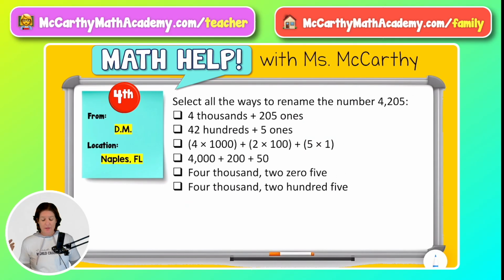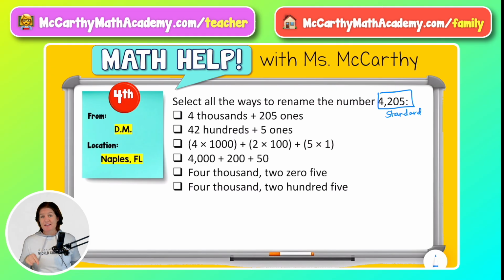Today's fourth grade problem comes from DM in Naples, Florida. And this person sent me what looks to be like a test prep question. It says, select all the ways to rename the number 4,205. This right here is standard form. That's one way to write a number. And there are other ways to rename or represent numbers too, like expanded form, word form, decomposing numbers, and so on. So let's go ahead and tackle this one.